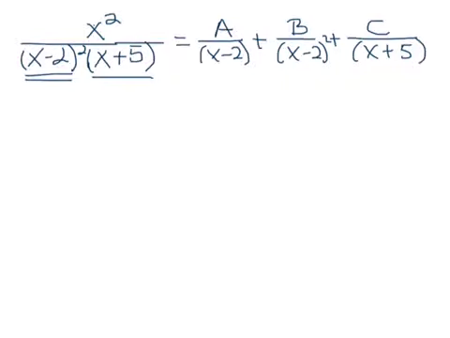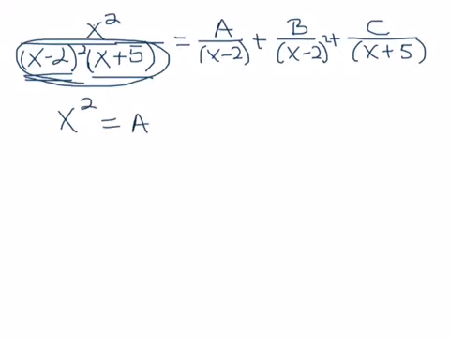Okay, to solve for A, B, and C, we're going to clear fractions by multiplying every single thing we have on both sides of this equation by our common denominator, x minus 2 squared times x plus 5. When we do that, what we're going to be left with is just the x squared on the left-hand side.